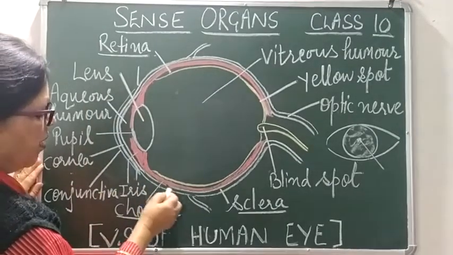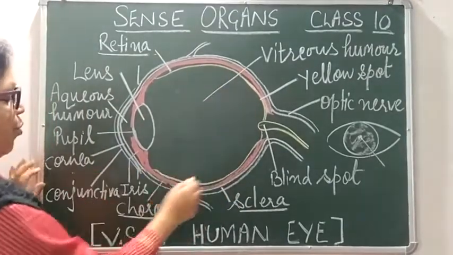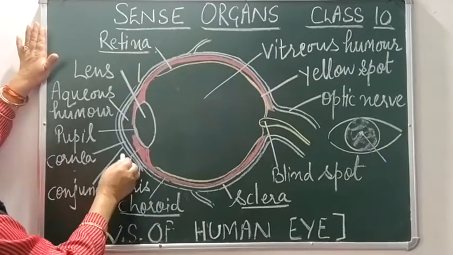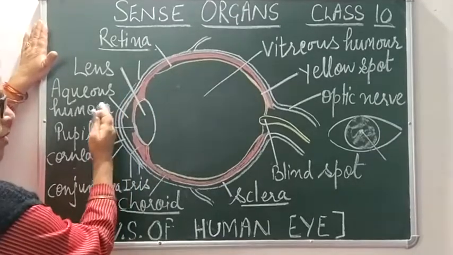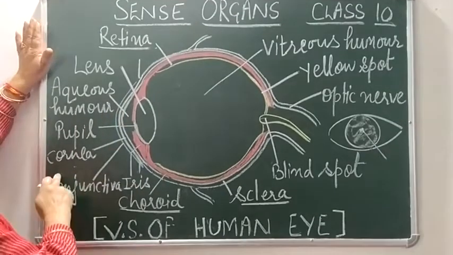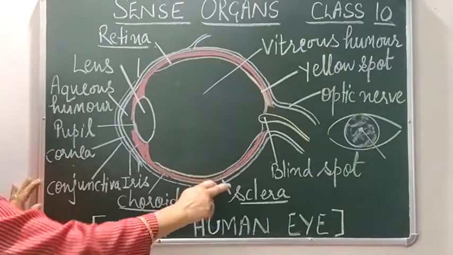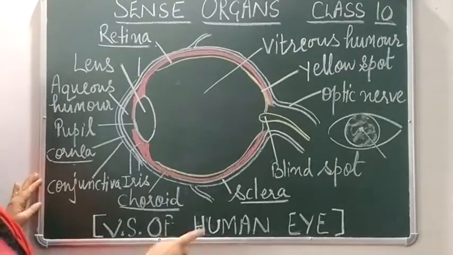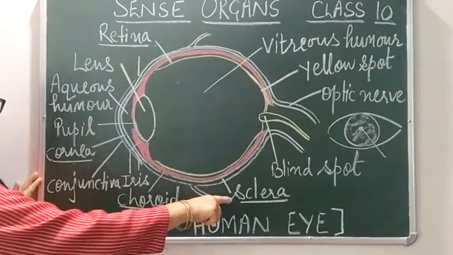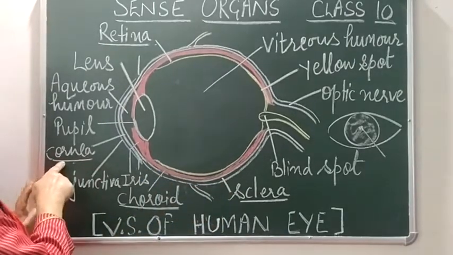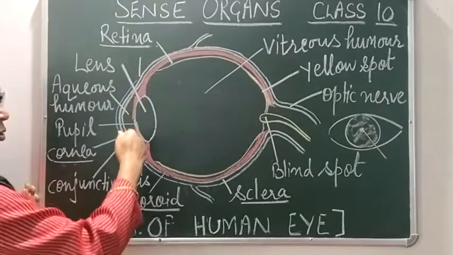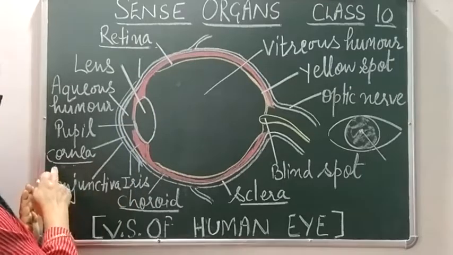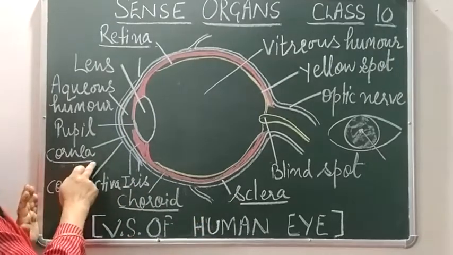So this sclera, which is continuous in the whole eyeball, bulges out in front of the eye. It is coming out. And this bulging out part of sclera is called cornea. So sclera is the outermost layer of eye, and cornea is the bulging part of the eye which comes out.